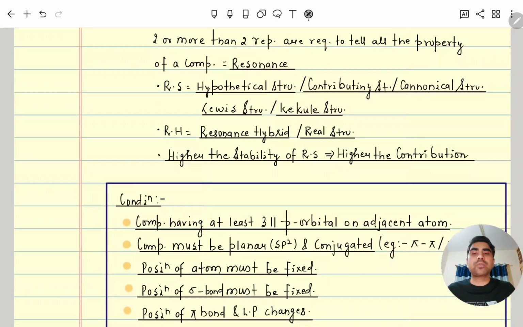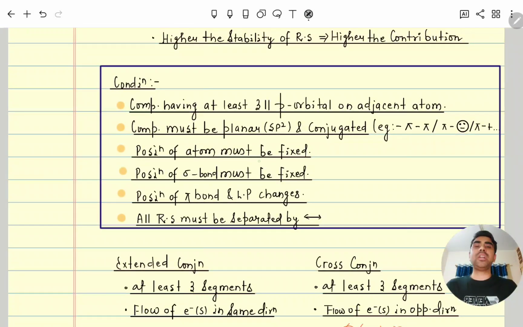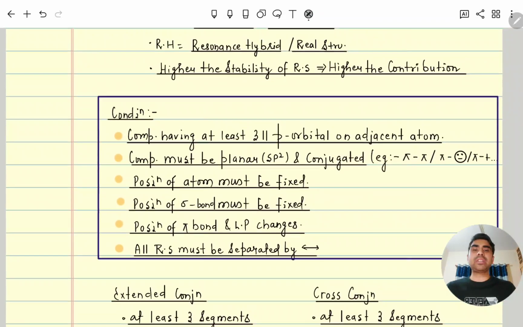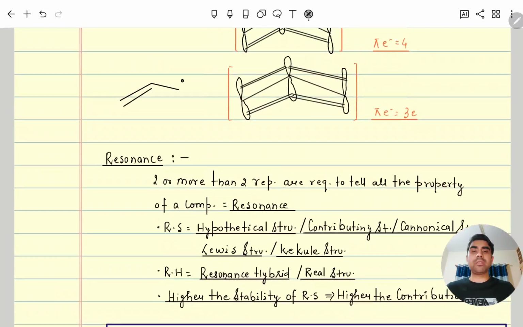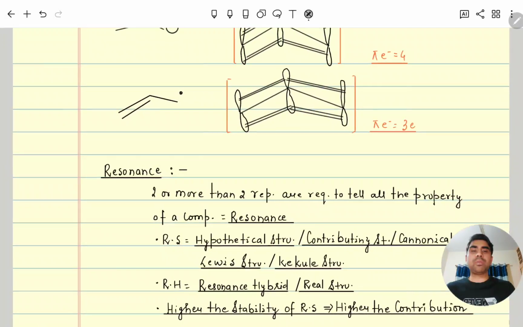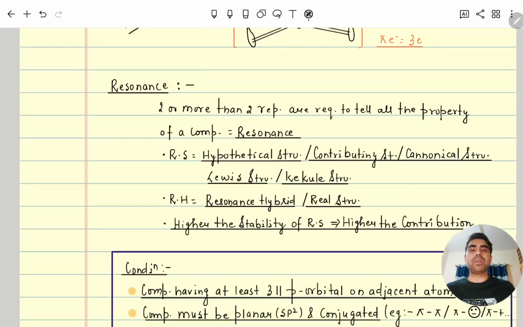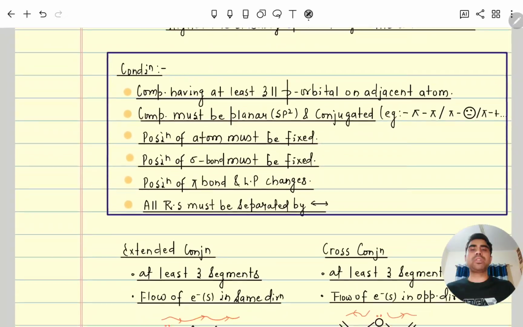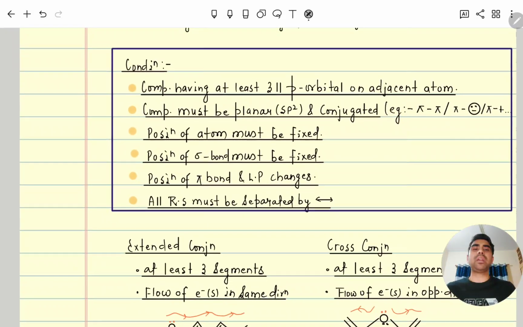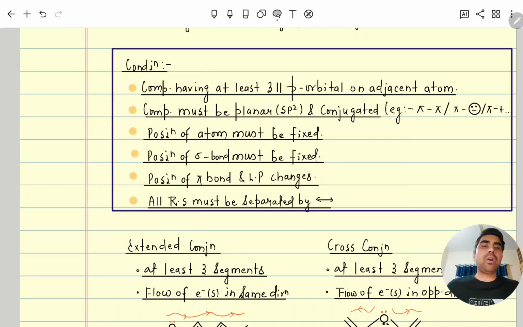Okay. Next, moving further, what are the conditions for any compound to show resonance? The compound must have at least 3 parallel p orbitals. Like here we saw, what is the minimum for resonance? Parallel p orbitals, 3. Then only resonance will happen. So the compound must have at least 3 parallel p orbitals on adjacent atoms.